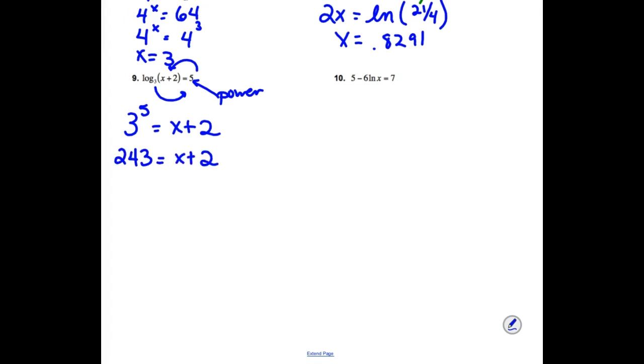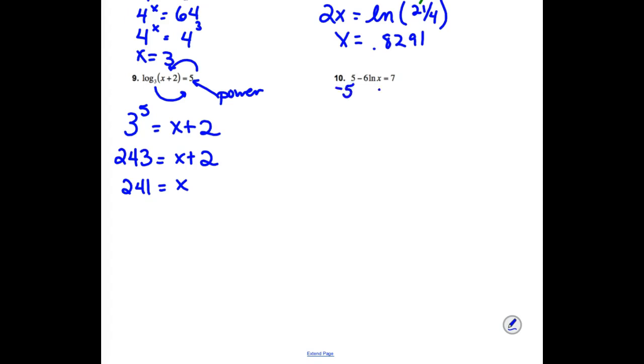We then would have to subtract 2 from both sides, and we'd have 241 for our x. Question 10, it is a log equation. There's a natural log of x in there, but there's some extra pieces that we need to get rid of before we convert it to exponential form.